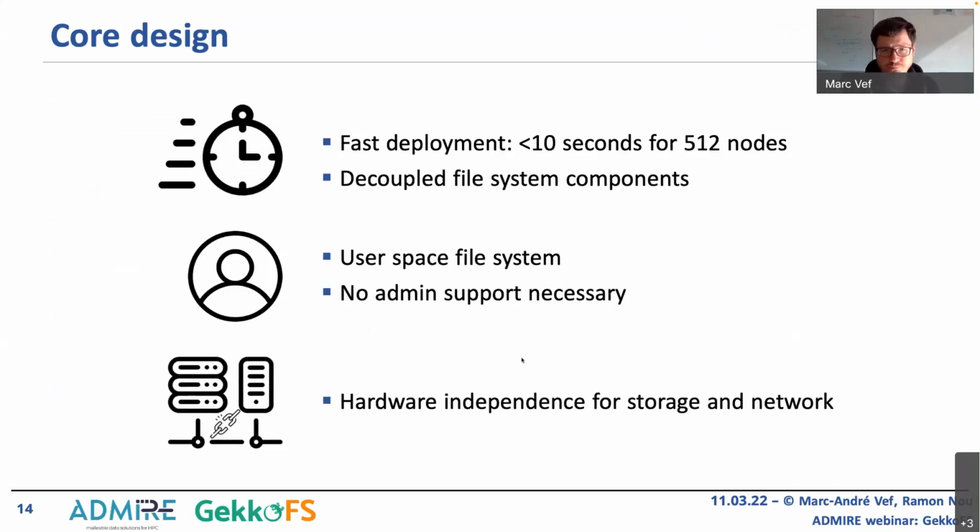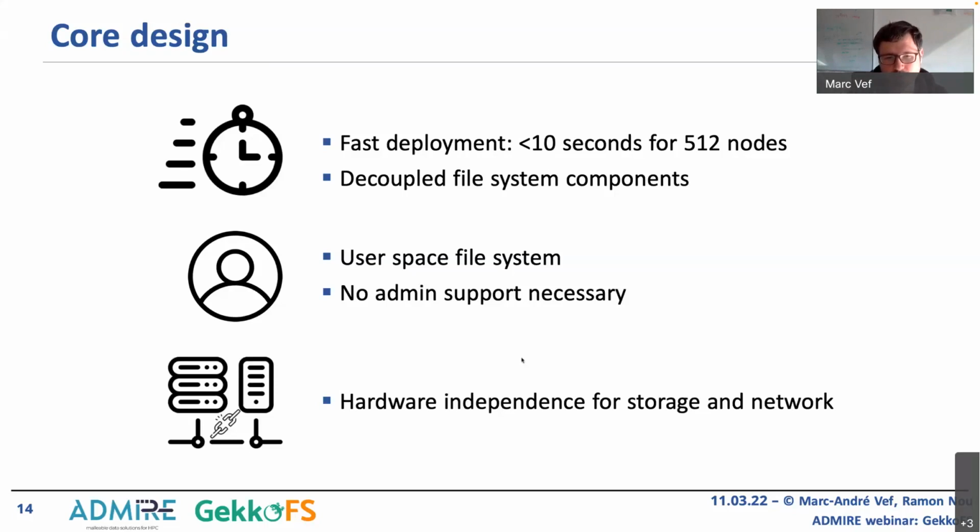Then for the core design, we have, of course, the fast startup. It turns out that for around 512 nodes, we can start the GekkoFS servers in less than 10 seconds. Of course, it depends on the state of the cluster and the network communication. In this case, we're just using MPI for that. Such a fast startup is possible because we have decoupled file components. In other file systems, you would have communication between the servers, and the more servers you add, the longer it takes to start them up.